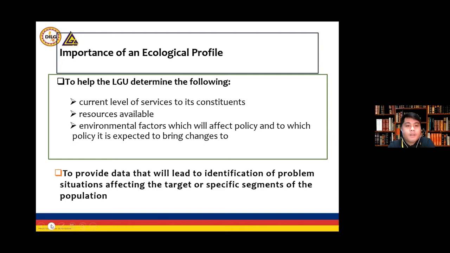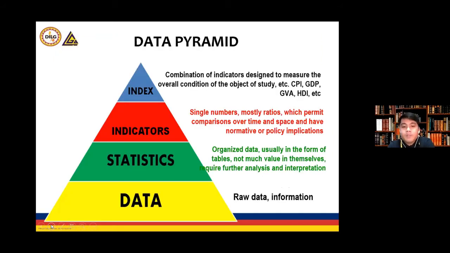Okay? So, data pyramid. So, sa mga statisticians, sa ating mga planning coordinators, siguro sanay na tayo dito, no? So, sa data pyramid natin, at the base, we have the data. And then, once you organize the data, you will have statistics. Okay? And then, at the higher level of that pyramid would be the indicators, and the topmost of the pyramid would be the index. So we have the index at the top level of the pyramid.